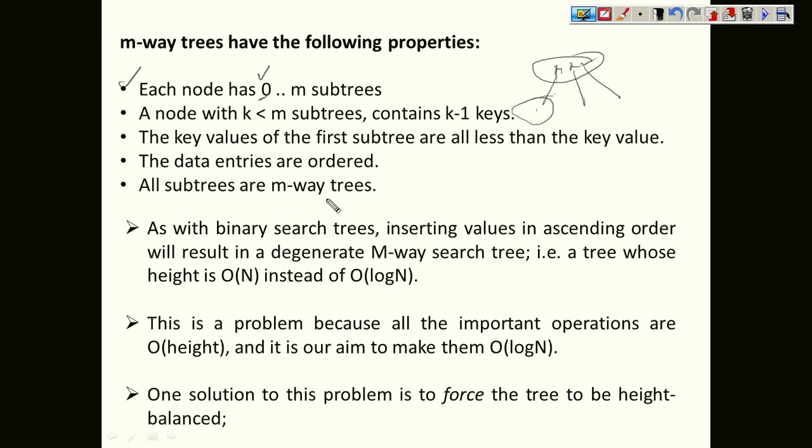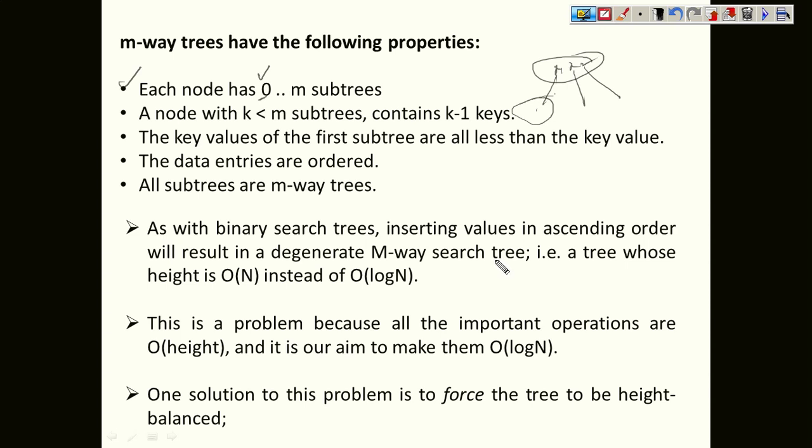All subtrees are M-way trees. This property is applicable to the entire tree and all the subtrees as well. Every node will fulfill this criterion: every node can have a maximum of m minus 1 keys and a maximum of m subtrees. As with binary search trees, inserting values in ascending order will result in a degenerate M-way search tree.